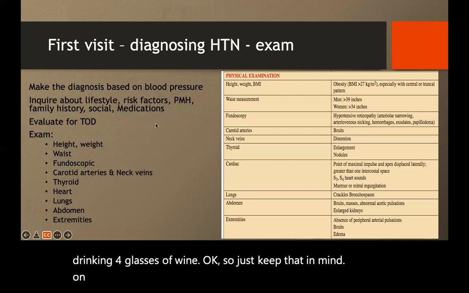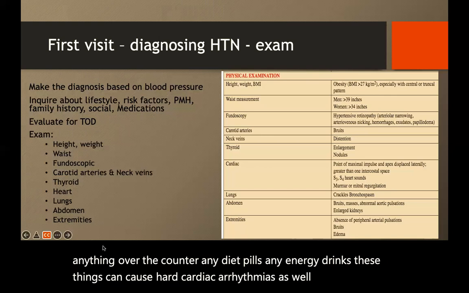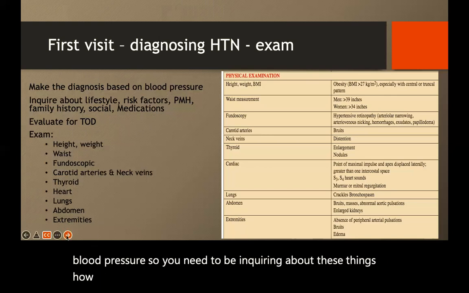Medications, what are they taking? Are they taking anything over the counter, any diet pills, any energy drinks? These things can cause cardiac arrhythmias as well as elevated blood pressure. So you need to be inquiring about these things. How about salt? Do they eat a lot of salt, or frozen foods or canned foods?